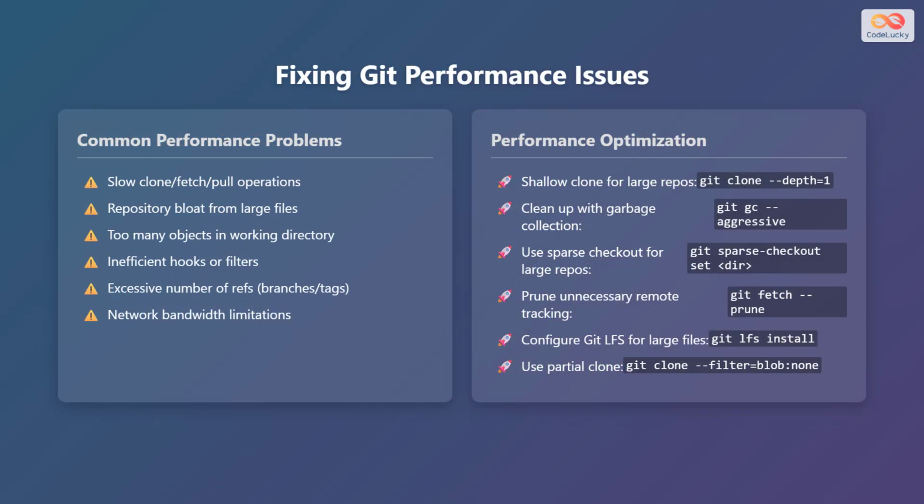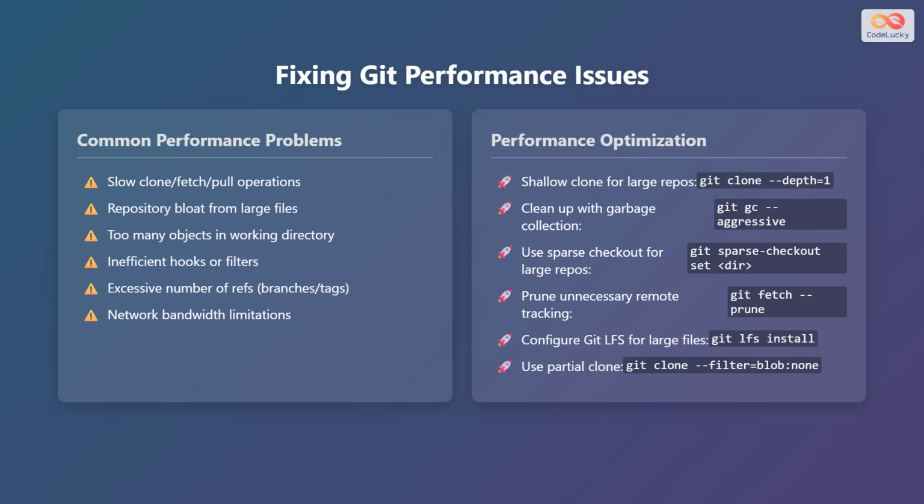Let us examine fixing Git performance issues. Common performance problems include slow clone, fetch and pull operations, repository bloat from large files, too many objects in the working directory, inefficient hooks or filters, an excessive number of refs, such as branches or tags, and network bandwidth limitations.